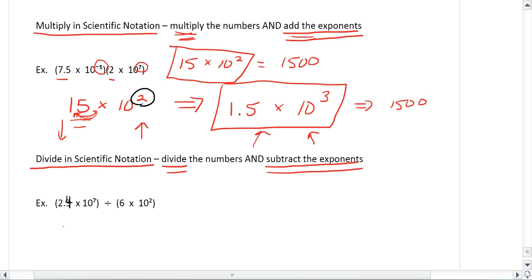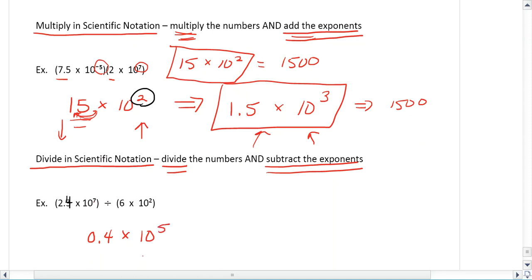All right, in this next example, I saw that I had a typo, so I fixed it. Now we're going to do 2.4 times 10 to the 7th divided by 6 times 10 squared. So remember, we go ahead and we divide the numbers. And 2.4 divided by 6 is 0.4. And then we have to figure out our exponent here, times 10 to what? Again, we subtract the exponents because we're dividing. 7 minus 2 is 5.